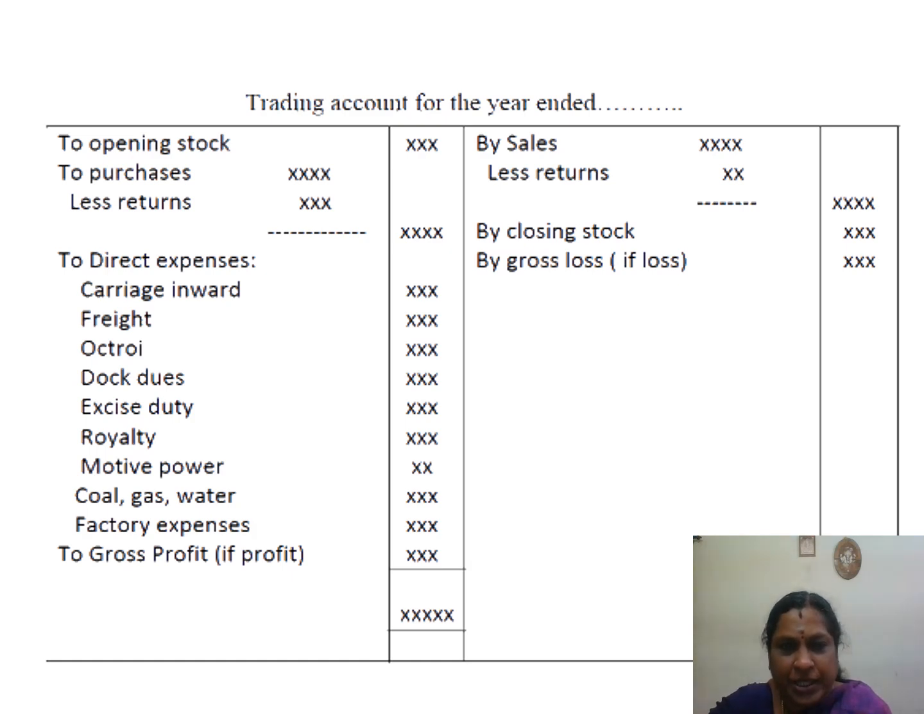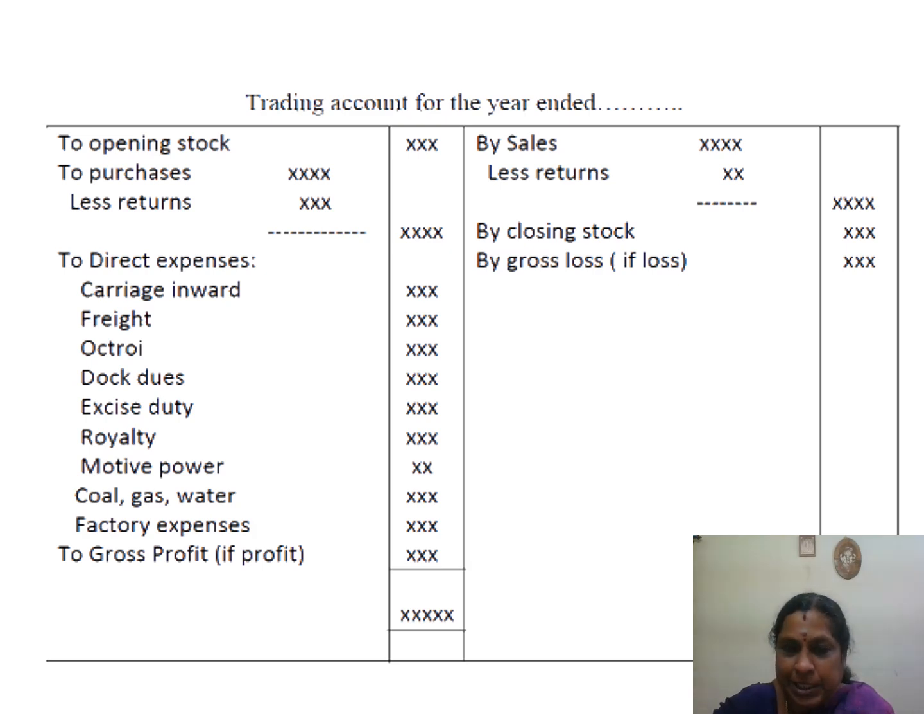Now on the debit side, we start the problem with opening stock, as I said, then purchases less returns. And on the credit side, it is always sales less returns that will be the first item, followed by closing stock. And immediately after the purchase returns, we will be adding all the direct expenses.